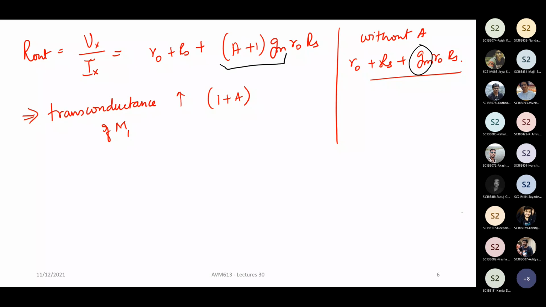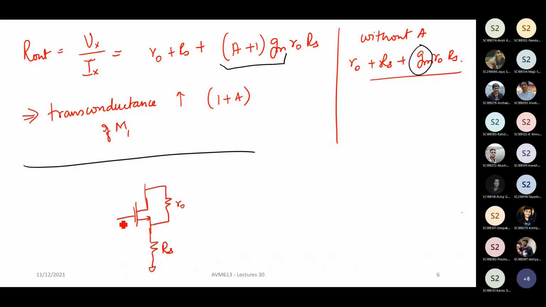Now, why is it called a regulated cascode? There is another way of looking at this whole thing. You have a transistor, and let's say this is your Rs. Now, suppose you do not have this op amp, and let's say there is a certain delta V at the output. Let's call this node P. By how much will this node go up?